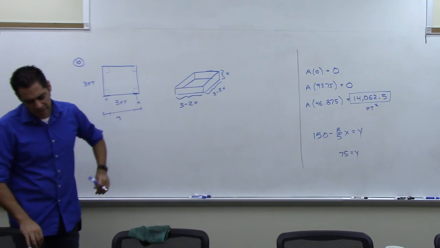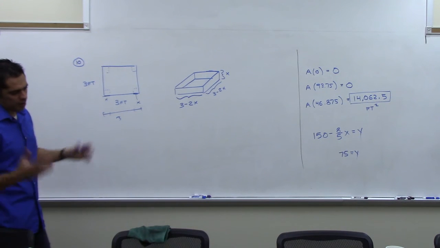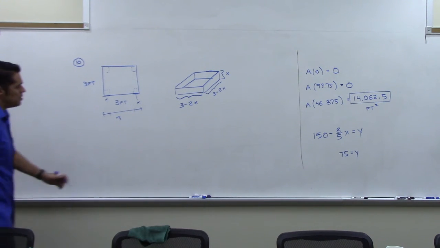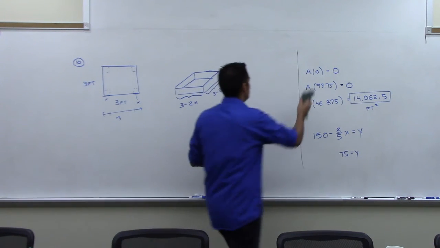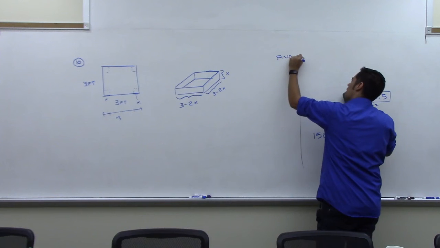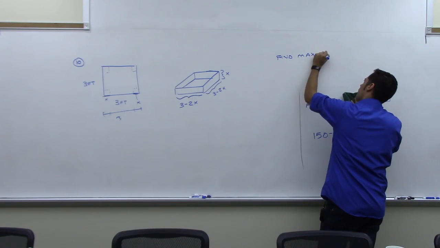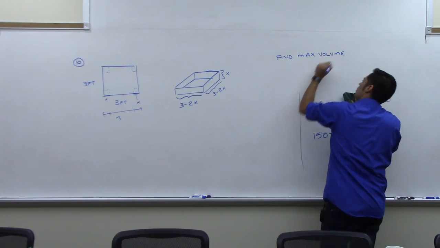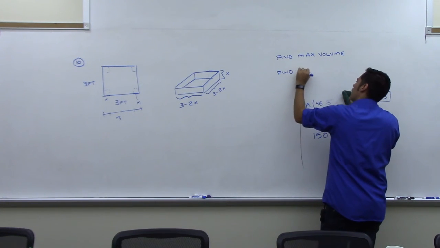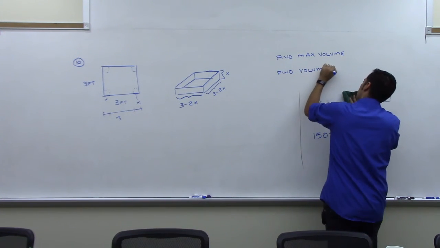It says find the largest possible volume. We kind of knew that already because we've done this problem. So we want the largest possible volume, so we want to find a volume function. Find the maximum volume. So that means I need to find a volume function.